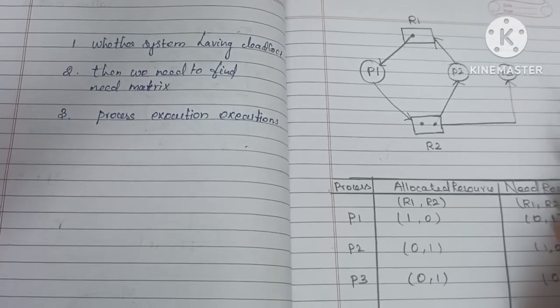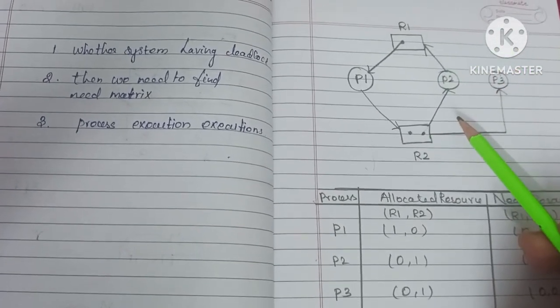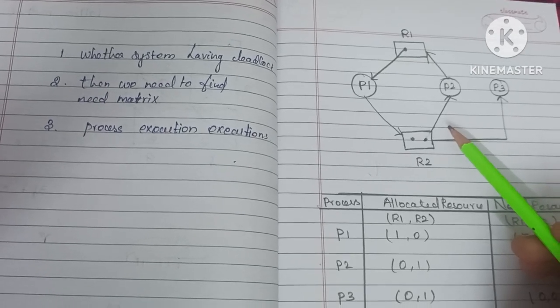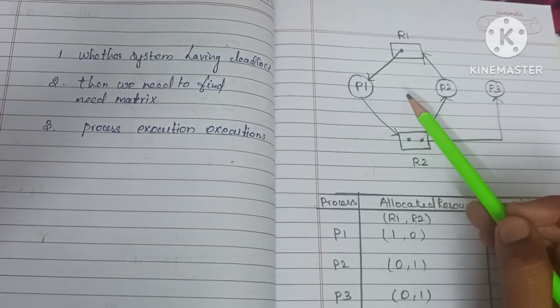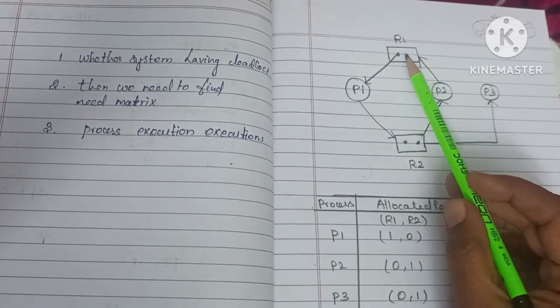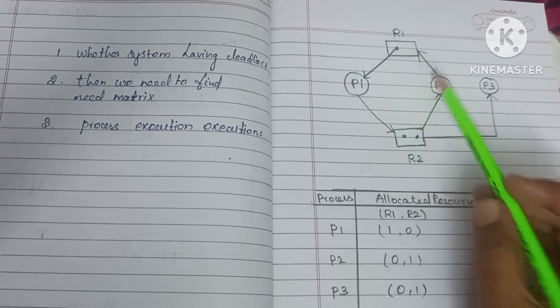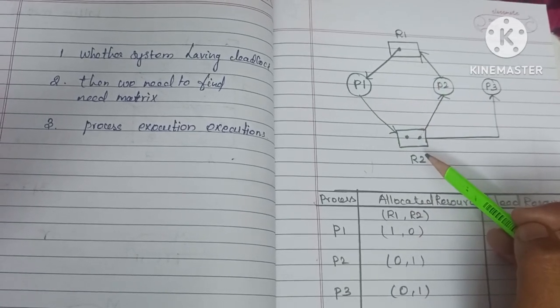Good morning everyone. Today we are going to discuss one problem from the deadlock concept. Here the problem statement is, we have three processes P1, P2 and P3 and two resources R1 and R2. R1 is a single instance resource and R2 is a multiple instance resource.